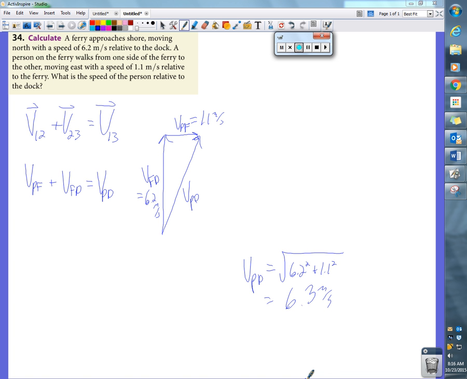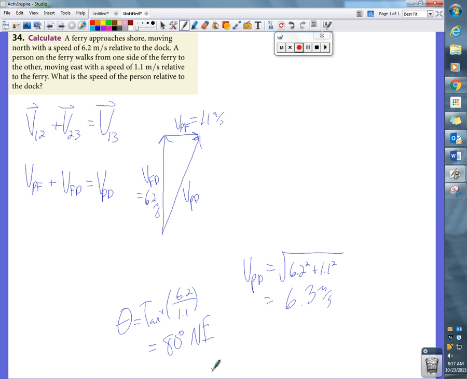But generally on a test or quiz, I ask for both the speed and the direction, or the velocity. So if I do just say the velocity, that would mean both the speed and direction. And as always, you can find the direction by doing the inverse tangent of the y component, 6.2, divided by the x component, 1.1. About 80 degrees north of east.